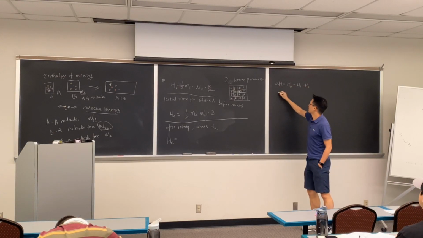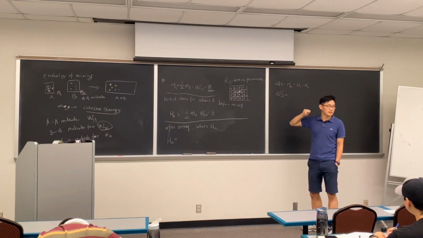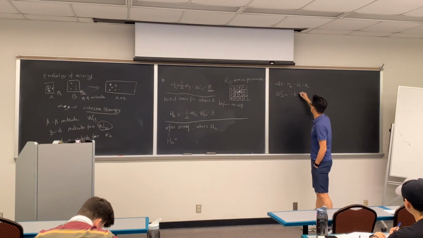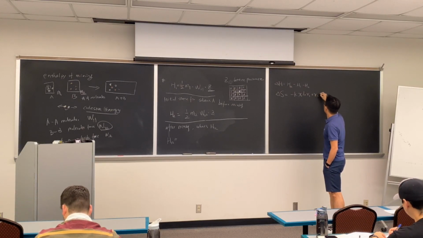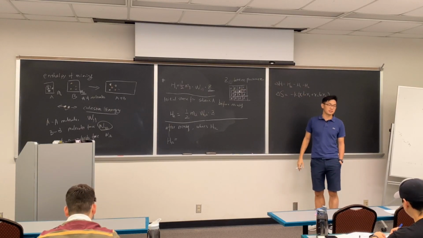And what we talked about last class is the delta S, the entropy change, which should be K, right? And we know this is always negative, so what we need to do is just to address what delta H is.